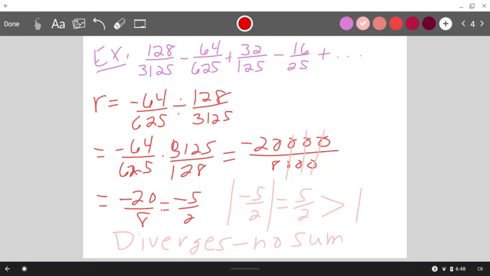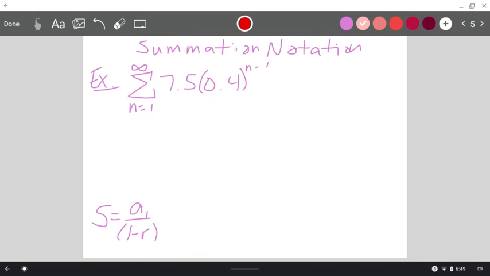All of this also applies if your geometric series is in summation notation. So if we look at that, then we know we need the first term. Well, first of all, we need to see if r is greater than 1 or less than 1. So the number with the base with the exponent, the 0.4, that's r. And because the absolute value of 0.4 is less than 1, we know it converges.